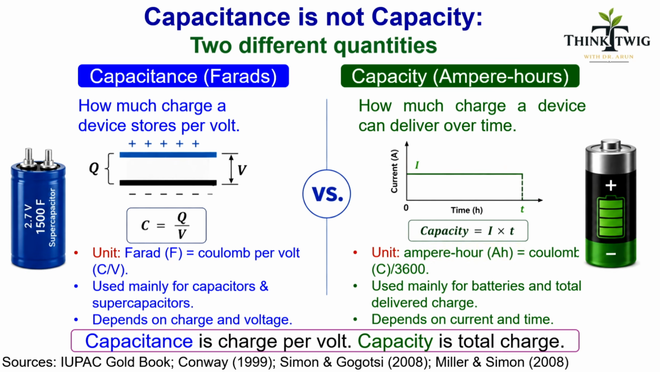Now look at the difference carefully. For capacitance, voltage is part of the meaning. For capacity, we are interested in total charge. So these two statements are not the same: charge per volt and total charge. This is the basic idea behind the complete video. For capacitors and supercapacitors, farad is commonly used. For batteries and strongly battery-type materials, ampere hour or milliampere hour is commonly used. So keep this one line in mind. Capacitance tells us charge per volt. Capacity tells us the total charge. Once this is clear, the next slide becomes much easier.